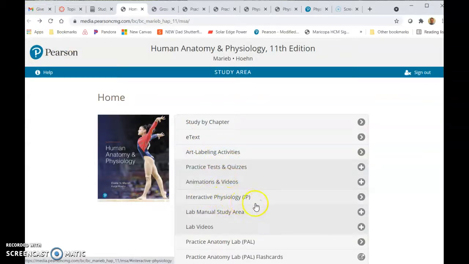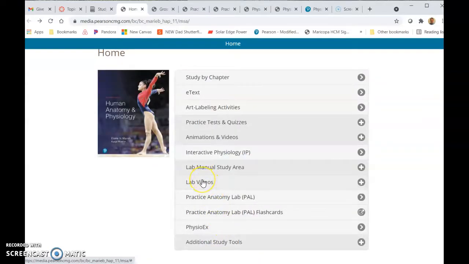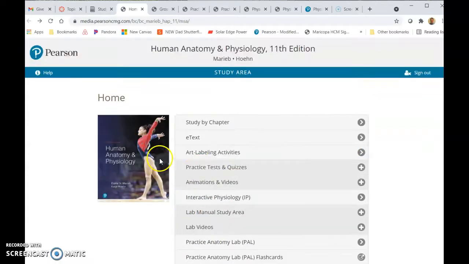interactive physiology, some more stuff about the lab manual, just some more information on labs you're doing, some lab videos. If you're really not getting the lab at all, just check that out. And I've had, not everyone uses all these things, but I've had students in the past say, oh, it really helped me out to look at those videos before I did the lab, or it really helped me out to do the animations. It looked like the animations were mostly for 201 though. And then some practice tests and quizzes. That's all under study area.